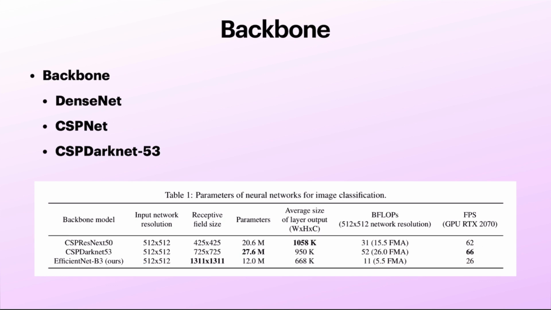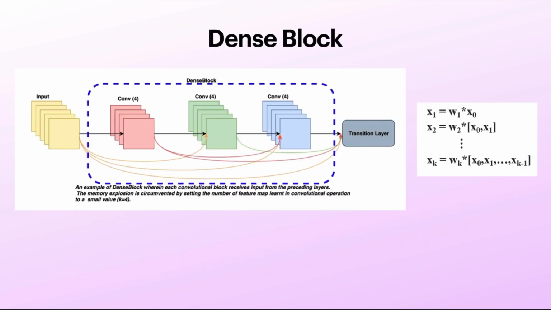So let us go into detail about the backbone part. CSP DarkNet uses dense blocks and CSP blocks. So we will understand them one by one. First we will see what a dense block is. So this is a dense block. You might have heard about ResNet. ResNet has residual connections or skip connections, but they are only between one or two layers, directly bypassing. Whereas if you see this dense block, the same idea is extended to multiple layers.